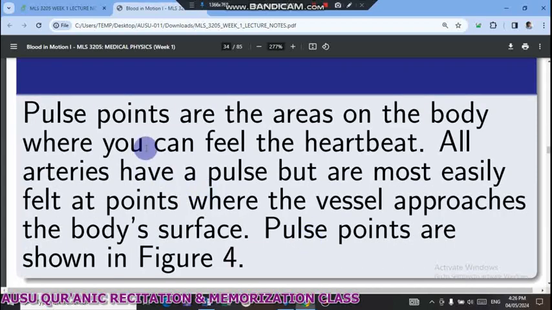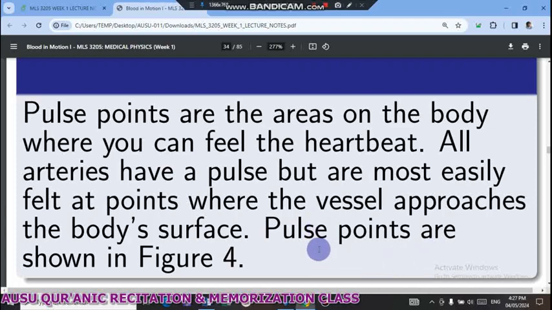Okay, we say pulse points. There are areas that we call pulse points. They are the areas in the body where you can feel the heartbeat. All arteries have a pulse, but are most easily felt at points where the vessel approaches the body surface, meaning where the arteries are very close to the skin. Those are the points where you can get the pulse.